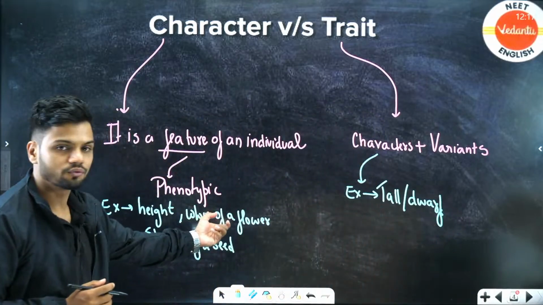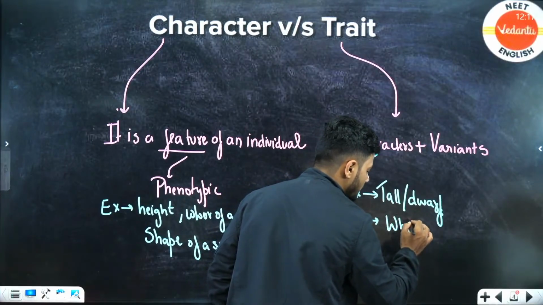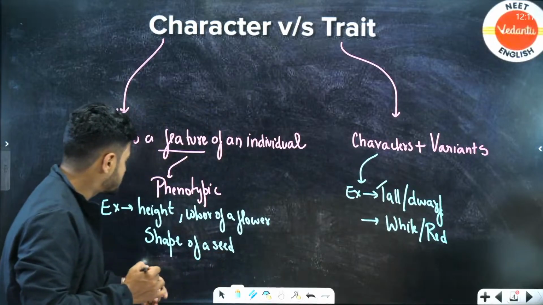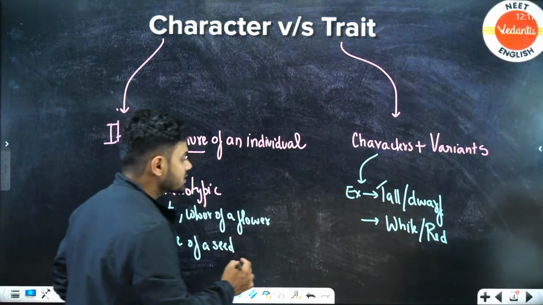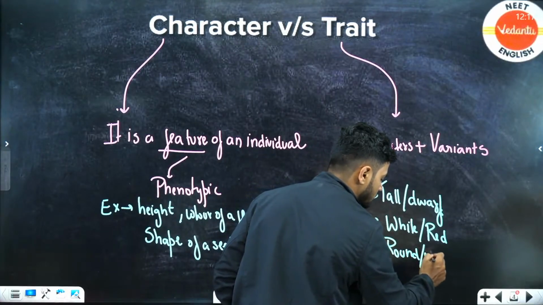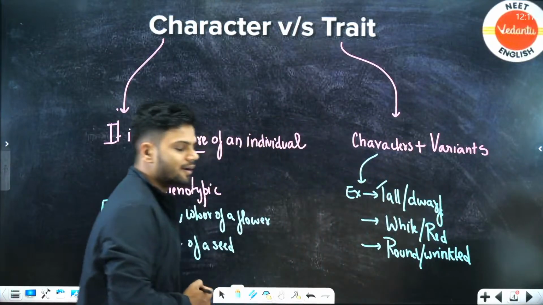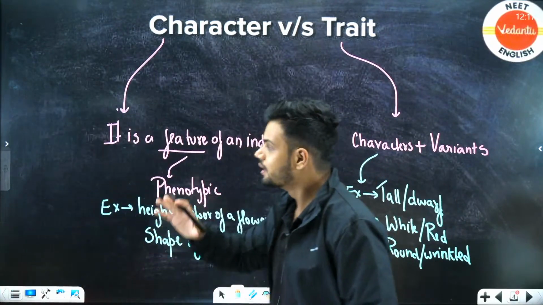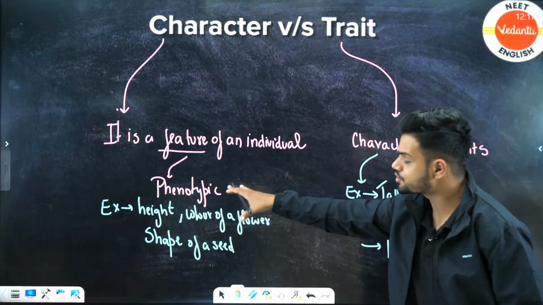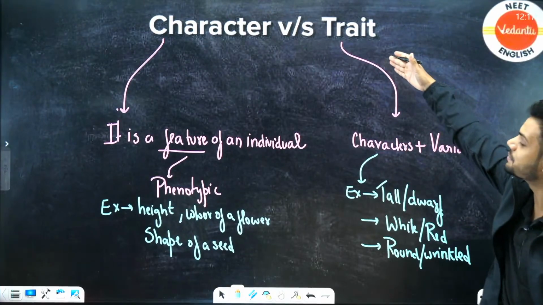Here I talk about the color of the flower, but here I will talk about the variance. Is it a white flower or a red flower or a violet flower? Here I spoke about the shape of the seed. Is the shape of the seed round or is it wrinkled? Students, do you understand now? This is called a character, that is a feature of an individual, mostly phenotypic. Here it is character plus variance, that becomes a trait.